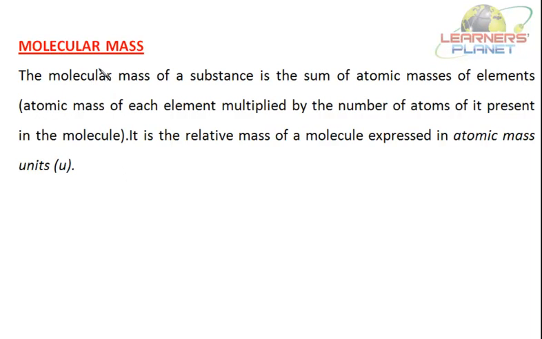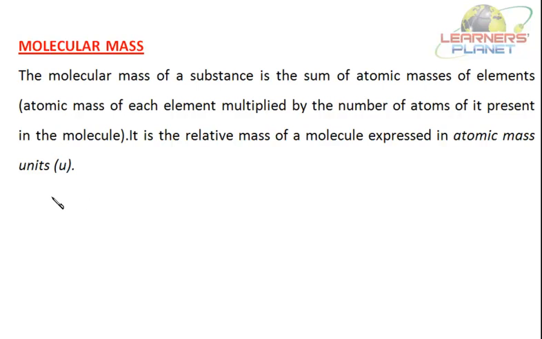What is a molecular mass? The molecular mass of a substance is the sum of atomic masses of elements. The atomic mass of each element is multiplied by the number of atoms of it present in the molecule. So how is the molecular mass calculated? By summing up the atomic masses of elements. It is the relative mass of a molecule and is expressed in atomic mass units, that is u, or unified atomic mass unit.